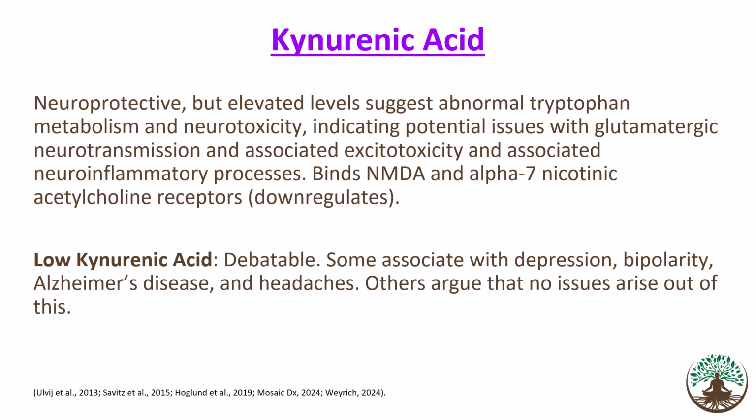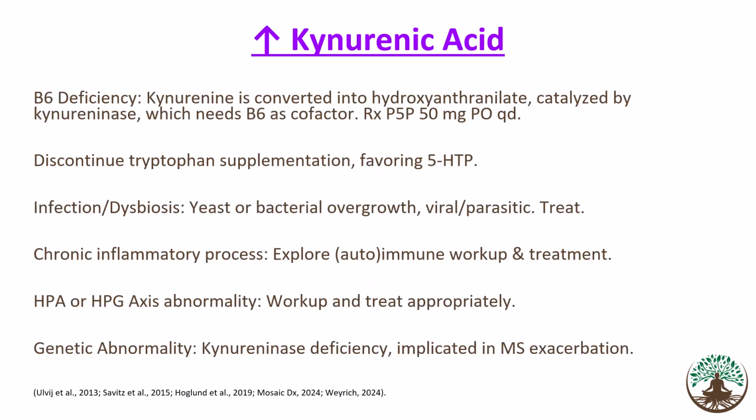In the context of a high kynurenic acid, consider the following. First, kynurenine is converted into hydroxyanthranilate, catalyzed by kynureninase, which needs B6 as a cofactor. Therefore, P5P supplementation is critical when low levels are identified. Discontinue any tryptophan supplementation, favoring 5-HTP.